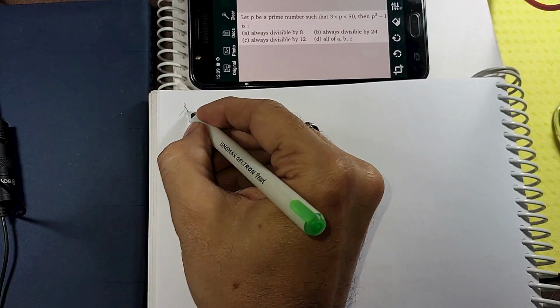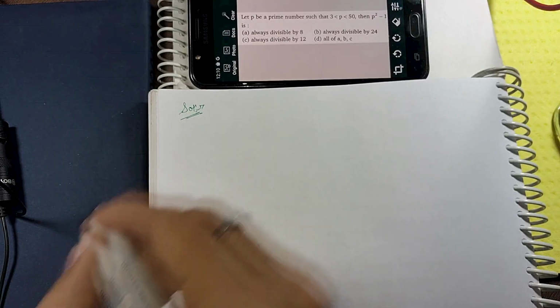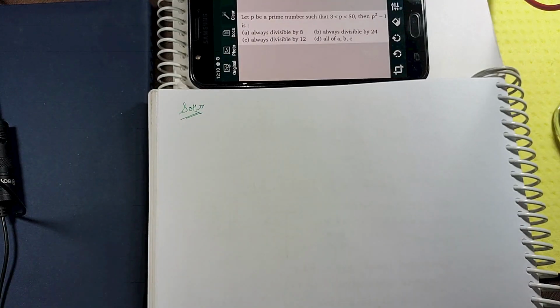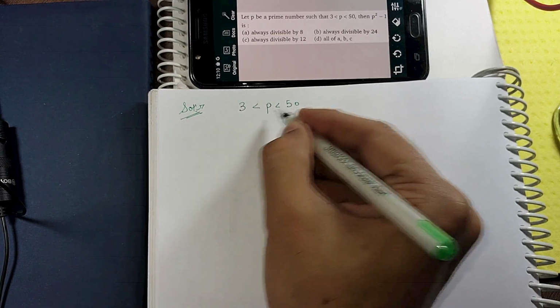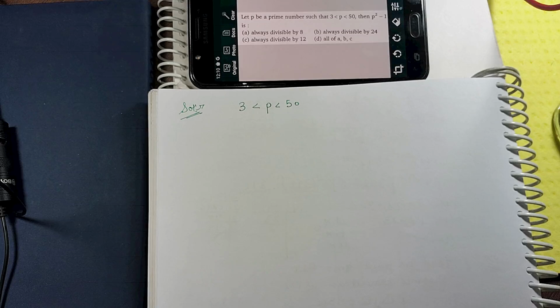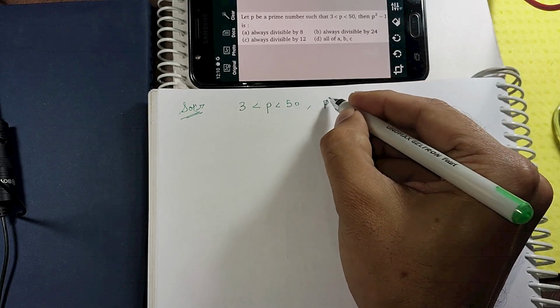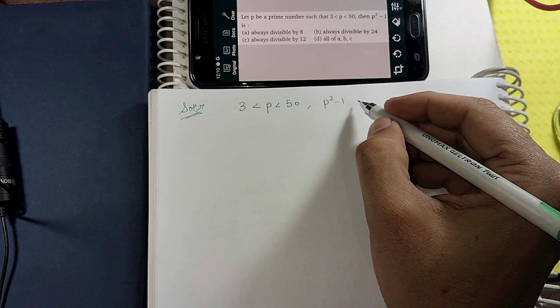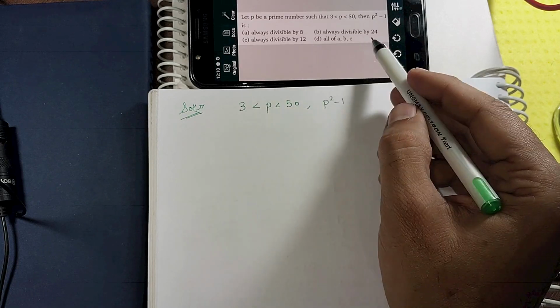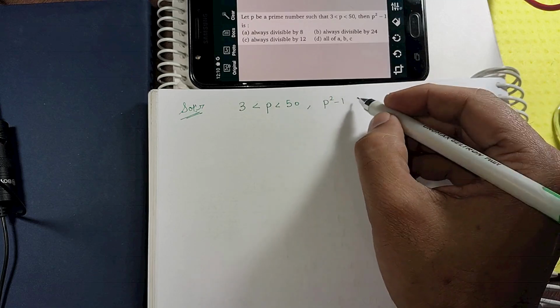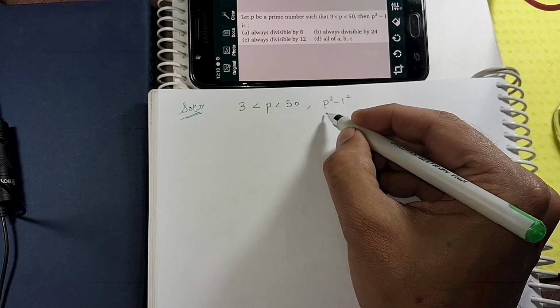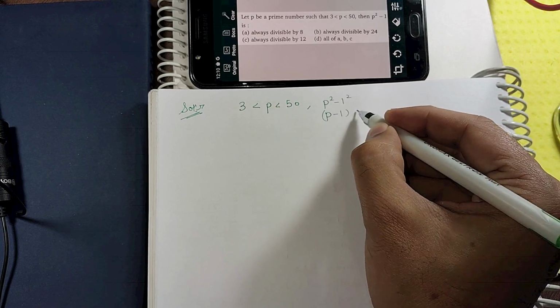Let P be a prime number such that P is greater than 3 and less than 50. So P is a prime number between 3 and 50. Then P square minus 1 is divisible by. So we need to find whether it is divisible by 8, 12, 24, or all of these. Now P square minus 1 can be written as P minus 1 into P plus 1.